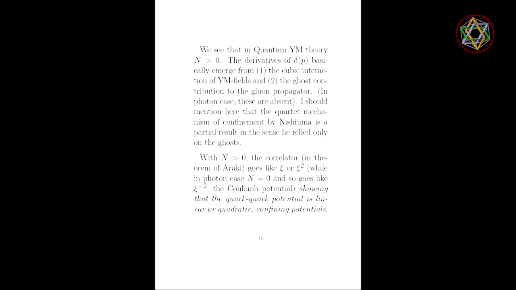With n greater than 0, the correlator, in the theorem of Araki, goes like θ or θ squared, while in the photon case n is 0 and it goes like 1/r squared, the Coulomb potential. Now it goes like a linear potential or quadratic potential, showing that the quark-quark potential is a linear or quadratic confining potential.